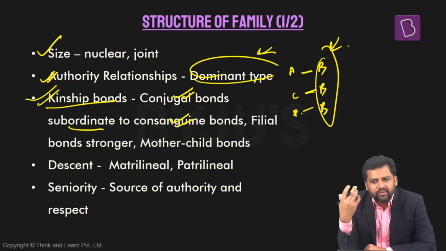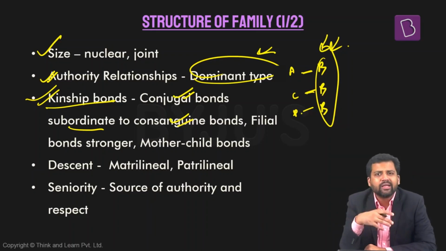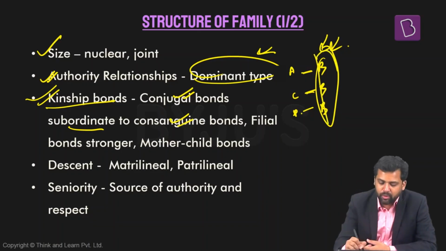In extended families, the survival or durability of the extended family depends on how they are managing property, how they are holding property together. So if the bond between the brothers is not strong, then they will have different kinds of conflicts, maybe different kinds of disputes, and all these things will lead to a situation where the joint family will disintegrate. So this bond has to be made very strong.